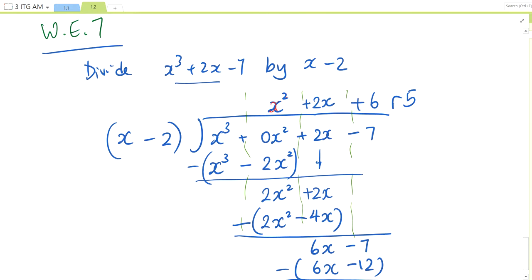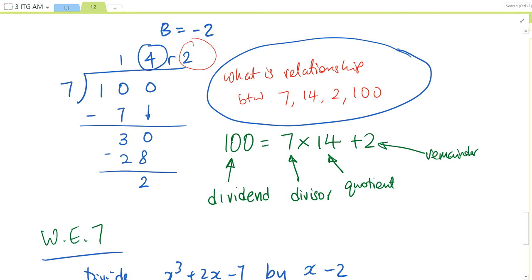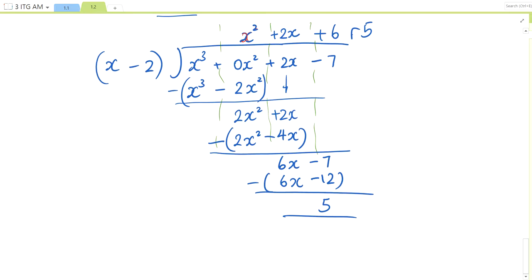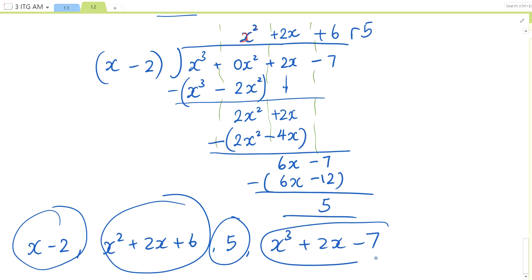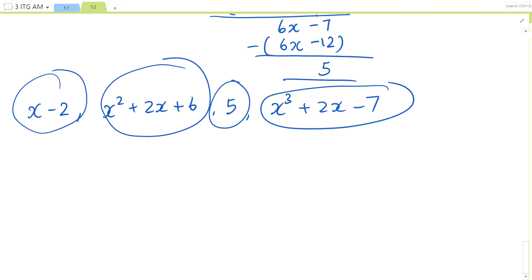So I'm going to ask you the exact same question. Are you able to write down an equation relating 7, 14, 2 and 100? Yes, you can. Are you able to write down an equation relating x minus 2, x squared plus 2x plus 6, 5, as well as x cubed plus 2x minus 7? What is the relationship between 1, 2, 3, and 4? Okay, don't tell me 4 equal to. Write down the equation now. Write down the equation on your own.